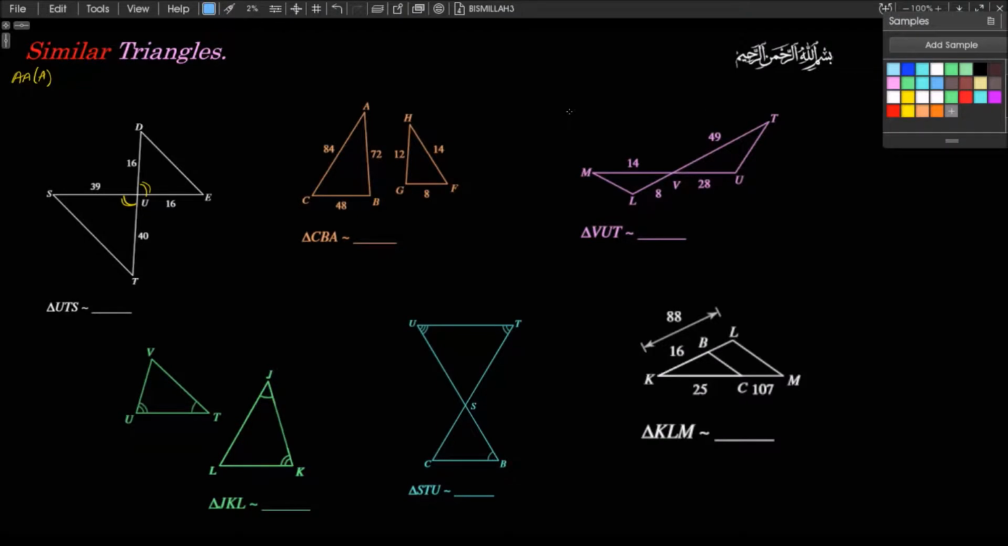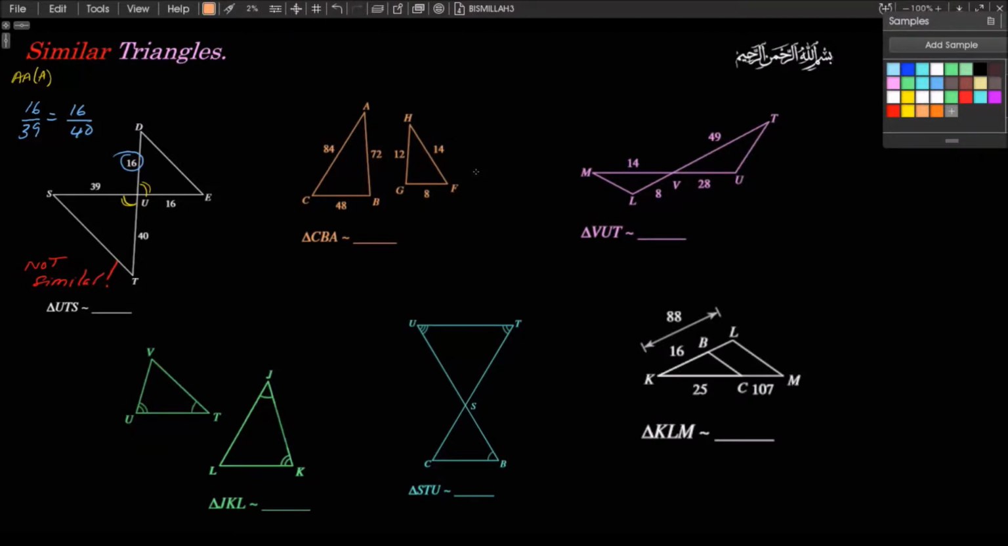Okay, so if the triangles are similar, then their sides are proportional. So let's start with this one. I have 16, and it doesn't matter which side you pick over here, 16 over 39 should equal 16 over 40 over here, right? But clearly that's not going to be the case. So these two triangles are not going to be similar. So not similar. There we go. One down. Let's keep going.